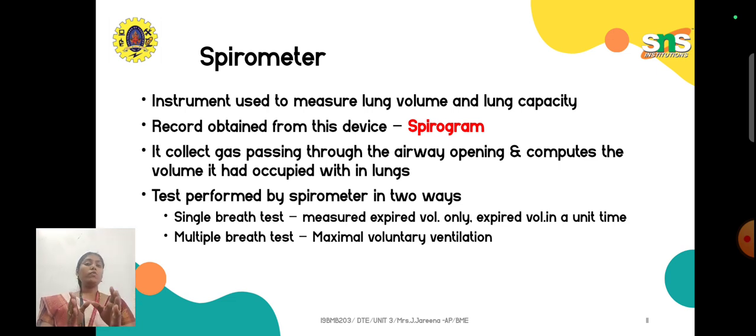The test performed by this spirometer is especially in two ways. One is single breath test and the second one is multiple breath test. In single breath test, the person will have a normal inspiration, or in case of expiration, they can measure the expelled volume. Multiple breath test means they have normal inspiration, expiration, or maximum effort, deep inhalation and exhalation. These different types of multiple breath tests can be taken in order to assess the lung volume and capacity of a particular person.